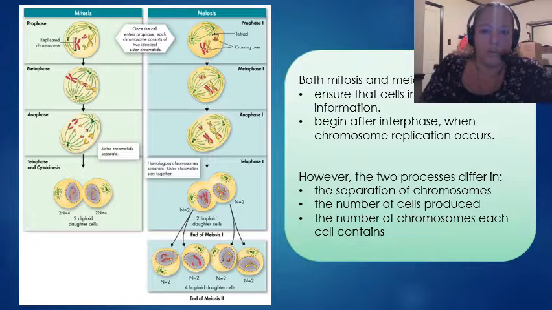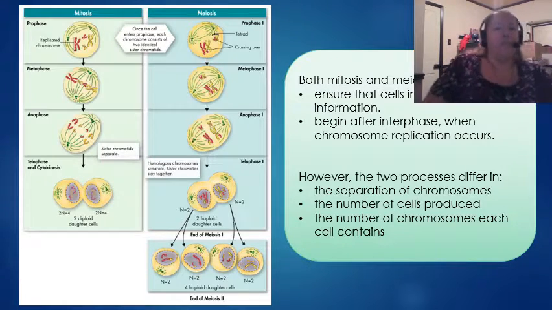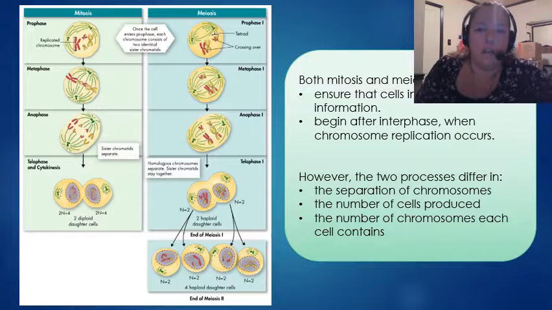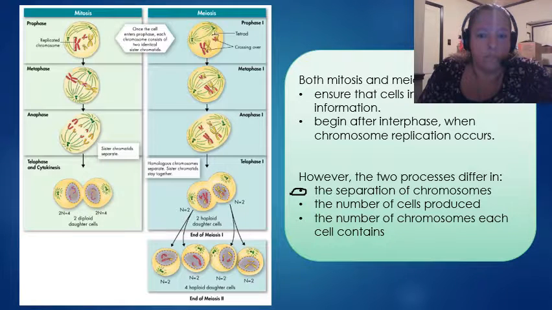So both mitosis and meiosis ensure that cells inherit genetic information, and it begins after interphase when chromosome replication occurs. However, the two processes differ in the separation of the chromosomes, the number of cells produced, and the number of chromosomes each cell contains. Big difference.